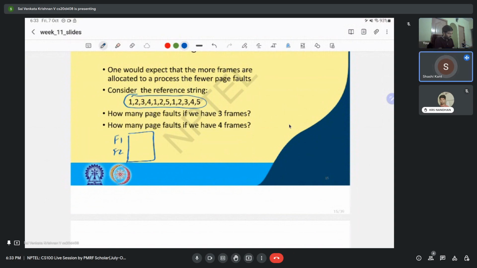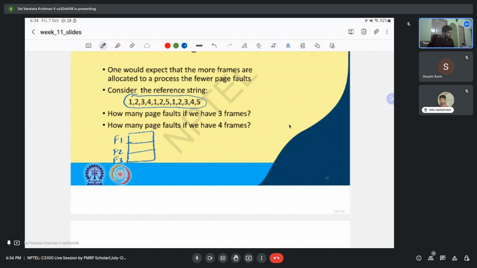I think we just have to list it out for the number of frames. It depends on the number of frames. So if I strike it like this, it means this resulted in a page fault, and if it's like this, it was a hit.